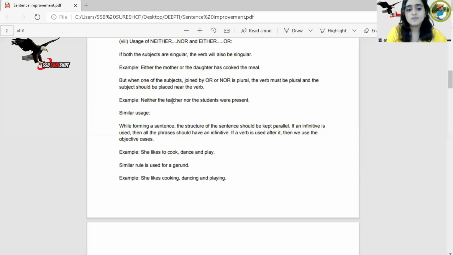Here, teacher is singular but students is plural. So students is placed near the verb. The verb here is were, which is a plural verb. Is it clear now? So with this, I end this class.